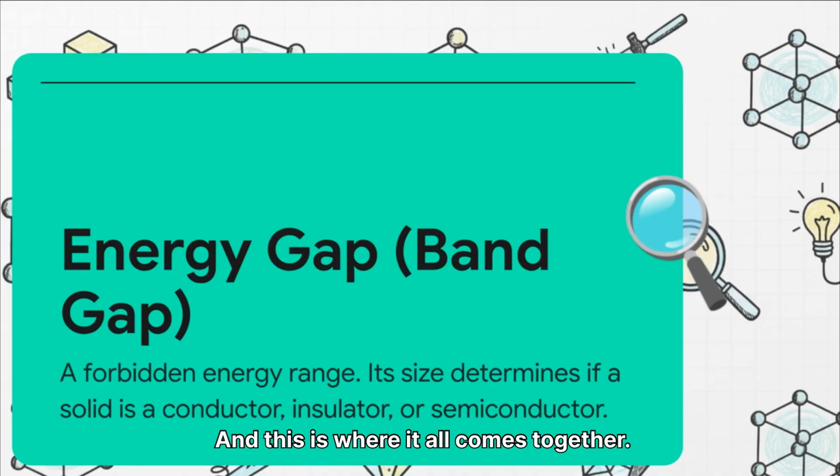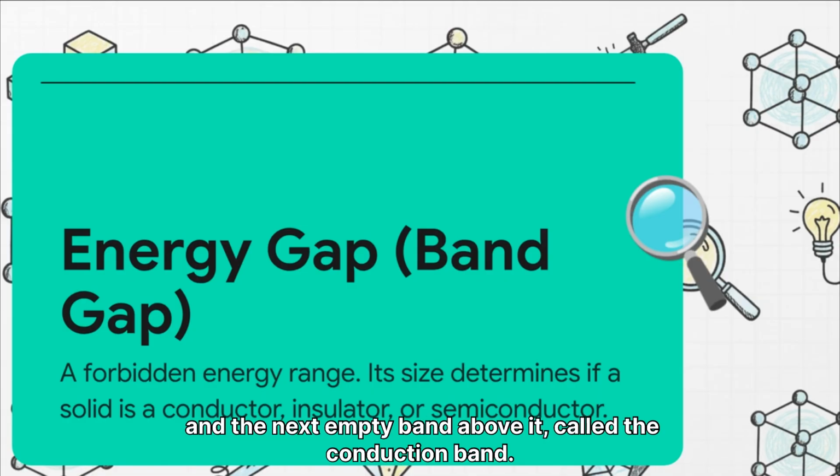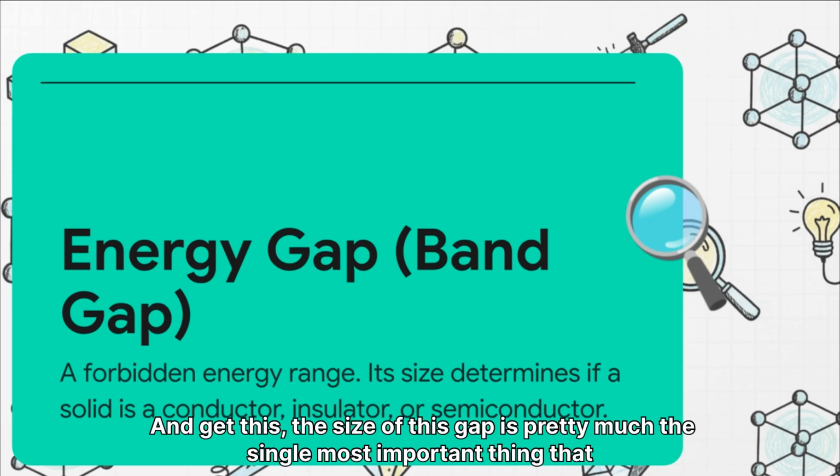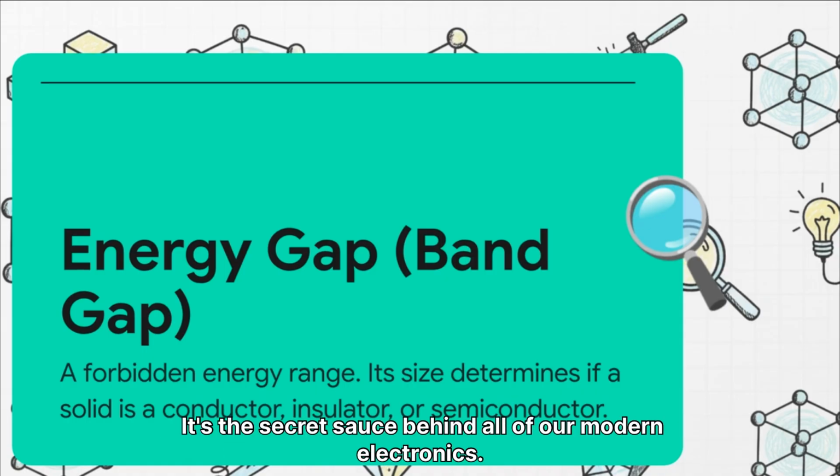And this is where it all comes together. The energy gap, or the band gap. It's the empty space between the highest filled band of electrons, the valence band, and the next empty band above it, called the conduction band. And get this, the size of this gap is pretty much the single most important thing that determines whether a material will be a conductor, an insulator, or something else entirely. It's the secret sauce behind all of our modern electronics.